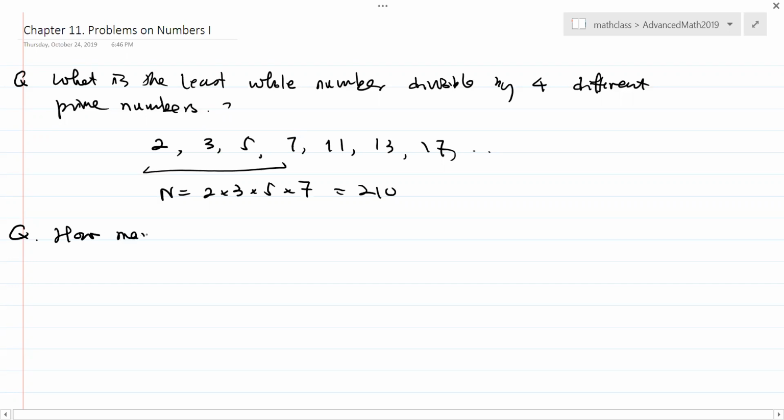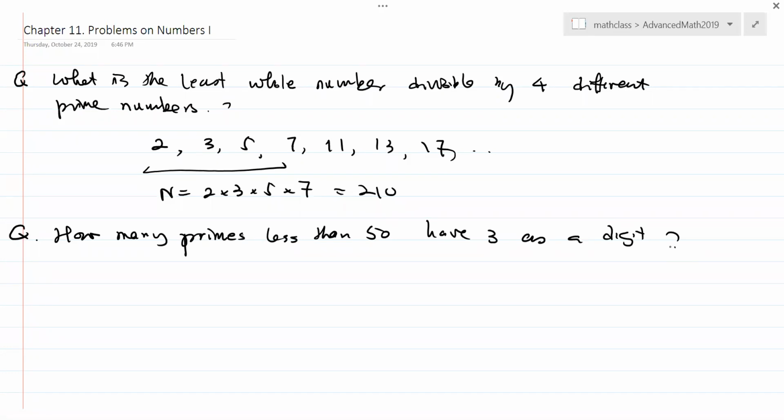Okay, and the next question is also about prime numbers. How many primes less than 50 have a 3 as a digit? So you should try to write down the prime numbers which are less than 50. Then you look at those which have a 3 as a digit.